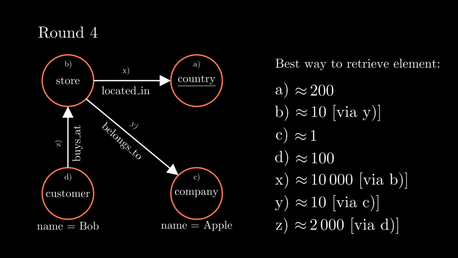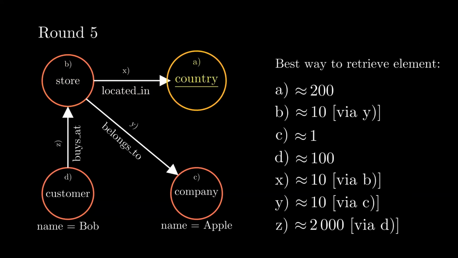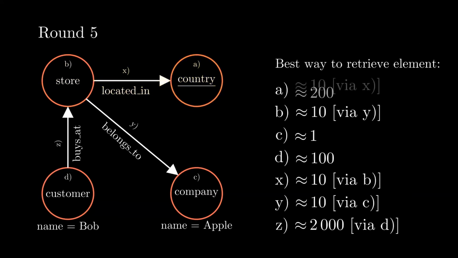And propagate this refinement for the other edges and vertices. And by the time we are here, there are no more refinements that we can propagate. So the optimization phase is done.